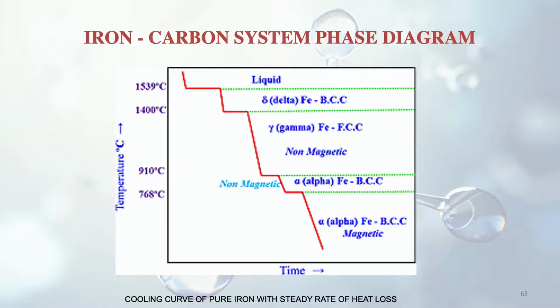Like for example, if you keep hot water in a steel vessel, it takes a certain time for its temperature to come down. So here is also the same case, and then it comes down, but always in a linear manner. All these you can see on the curve are straight lines, so it's a linear curve. From liquid it changes to delta iron, which is body centered cubic structure, at around 1400 degrees centigrade. Further it continues up to 910 degrees centigrade.